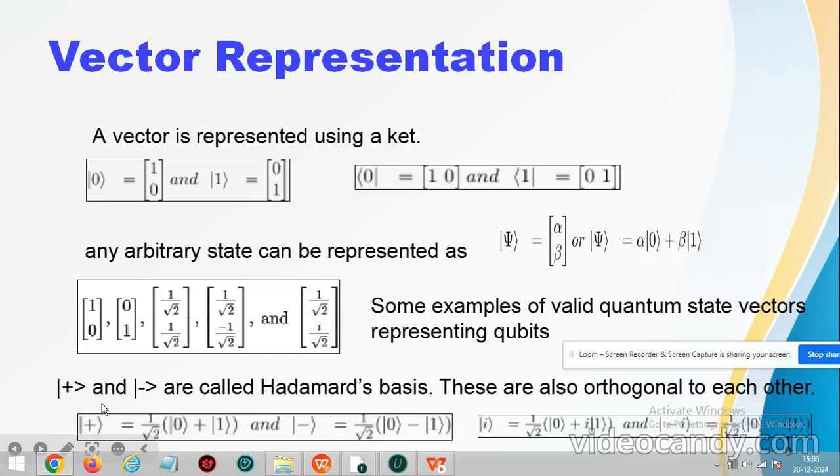And ket plus and ket minus are called Hadamard bases, and these are orthogonal to each other.